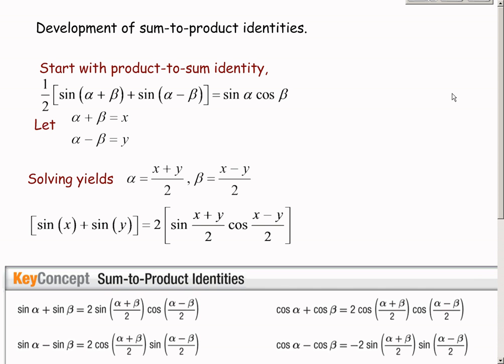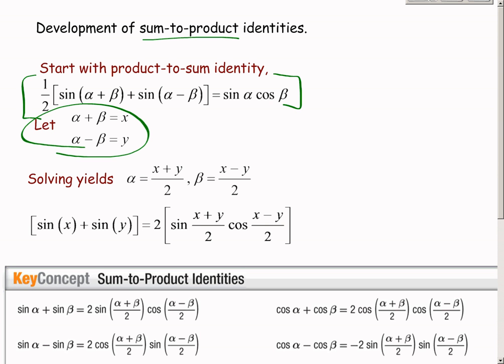For this next section, we want to look at sum to product identities. We're going to start with the product to sum identity, and we want to kind of reverse that. So here we have one of our product to sum identities, and the trick is this part right here, where we let alpha plus beta be x and alpha minus beta equal y.